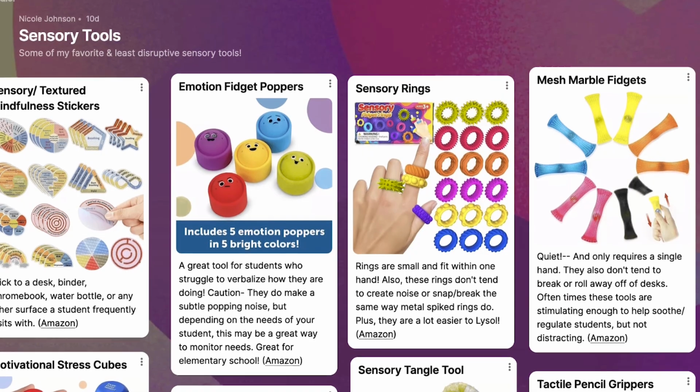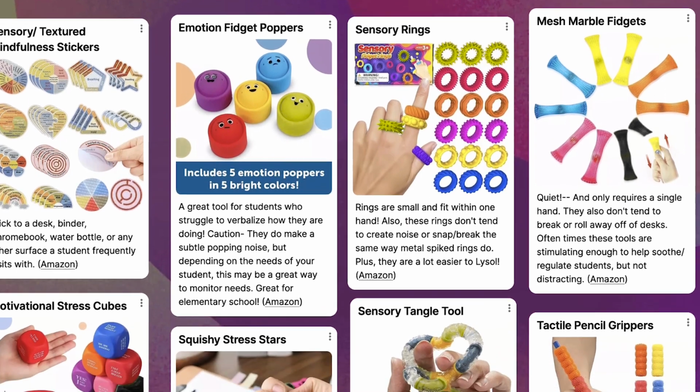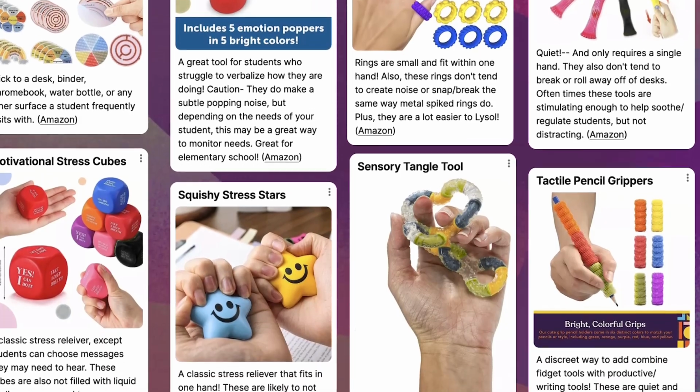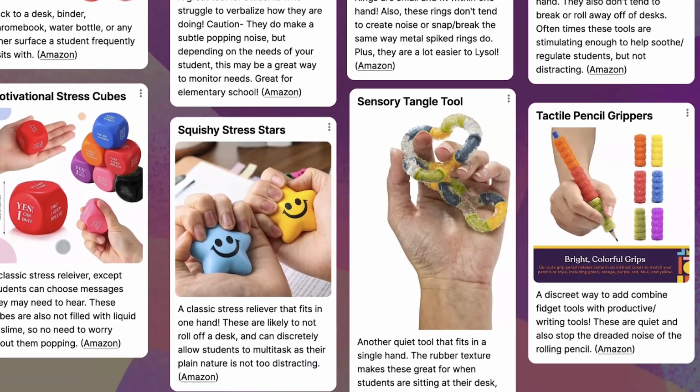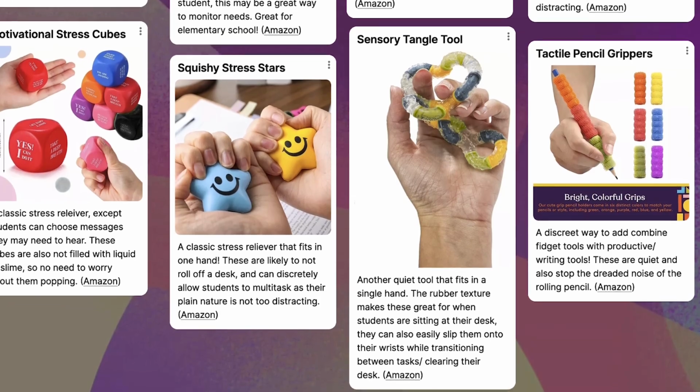While tech is great, check out this Padlet for a list of some of my favorite tactile items to keep handy in your classroom, potentially next to a tissue box or pencil sharpener, as it's a great discrete location for students to grab what they need. I've strategically picked items that are quiet, can be held in one hand, and are not too distracting.